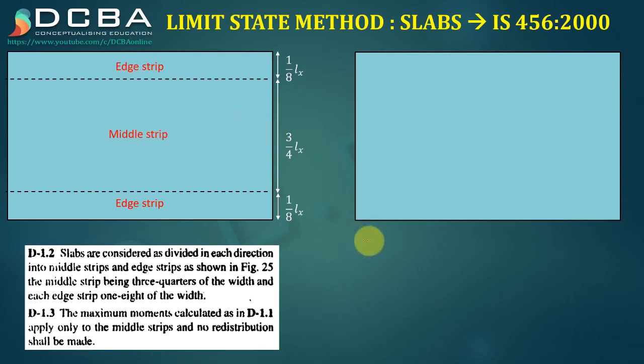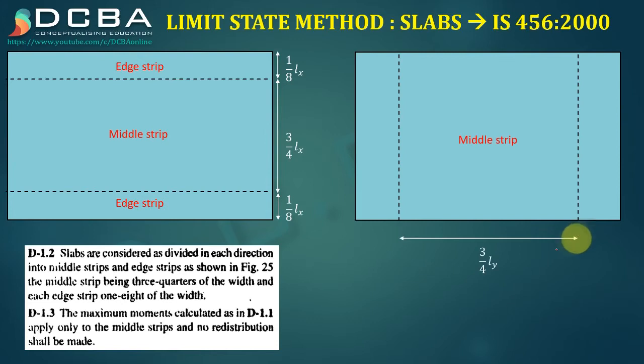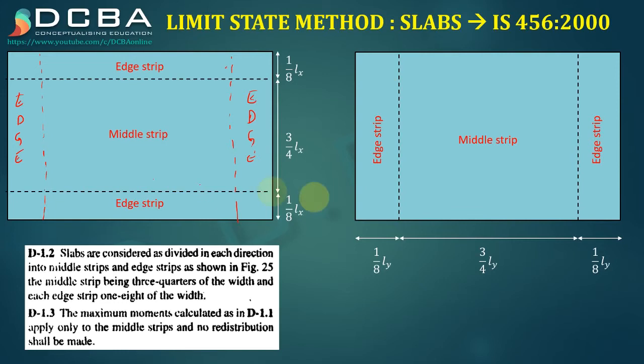Same way, the long span can also be divided. So the long span is divided into a middle strip of 3/4 Ly and two edge strips which are 1/8 Ly. So this is how our slab is divided. If I want to show it on a single slab, it will look something like this. So this is your edge of the long span, and this area is the middle part for both cases, right?